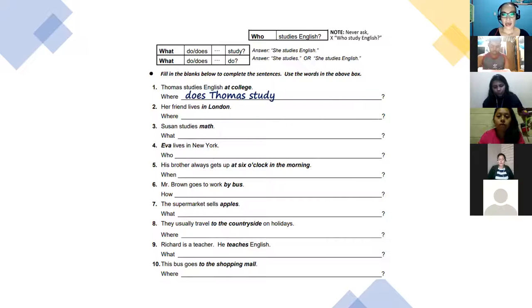Entonces, vamos a leer la pregunta y usando la palabra que está acá, la WH word, vamos a formular la pregunta guiándonos con la oración. La oración dice que Thomas estudia inglés en la universidad. Ahora la pregunta es where. Voy a usar where does Thomas study? ¿A dónde estudia Thomas?